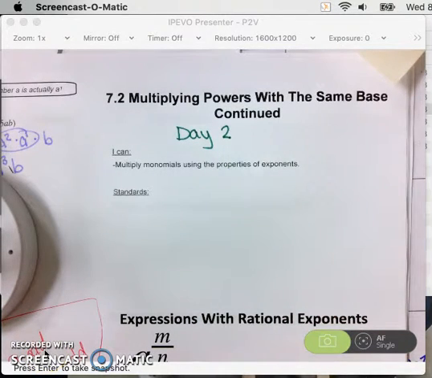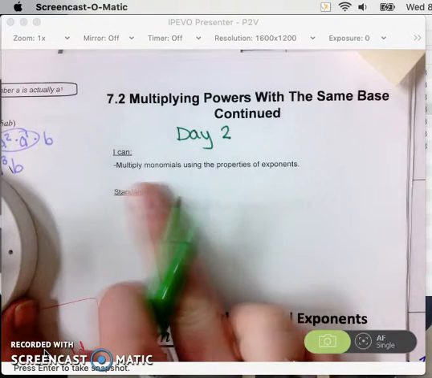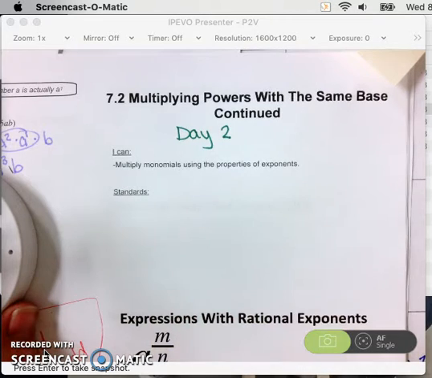Good morning, good afternoon. 7.2, multiplying powers with the same base, day 2. Alright, I can multiply monomials using the properties of exponents.